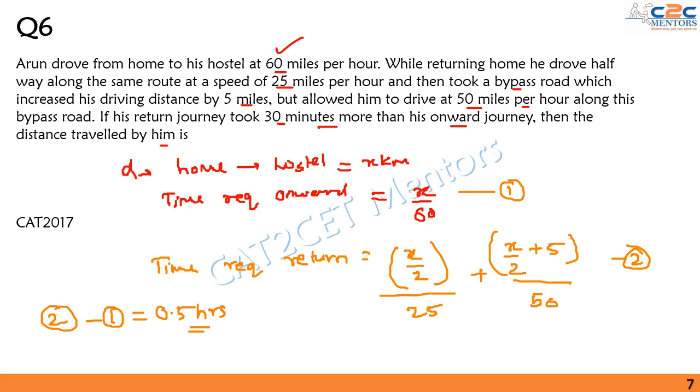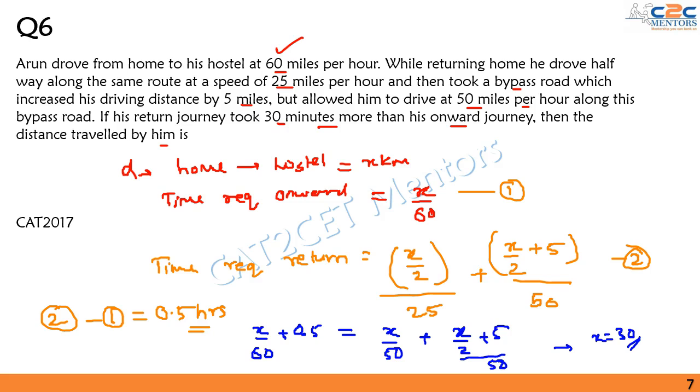So let us solve this equation. Pretty basic one. x by 60 plus 0.5, I am just rewriting the equation, is equal to x by 50 plus (x by 2 plus 5) by 50. On solving, I am going to get my x equals 30.